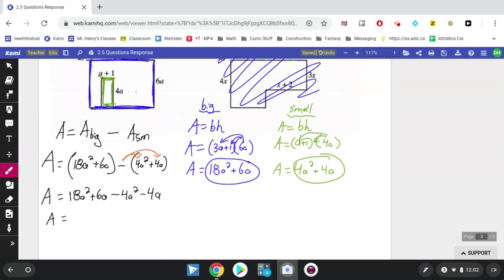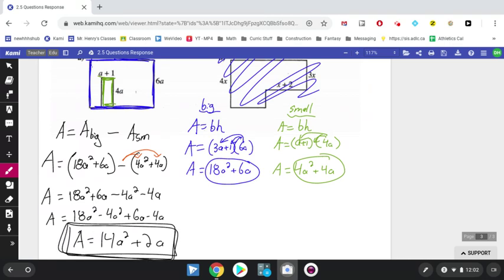Gather your like terms. 18a squared minus 4a squared, and your a's, plus 6a minus 4a, for a final answer of 14a squared plus 2a. That is the area of the figure. Okay, the big rectangle, take away the small rectangle.